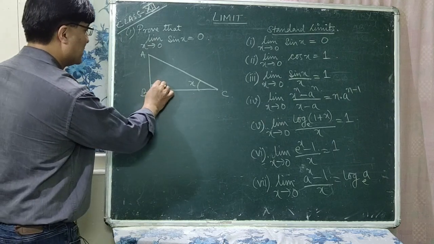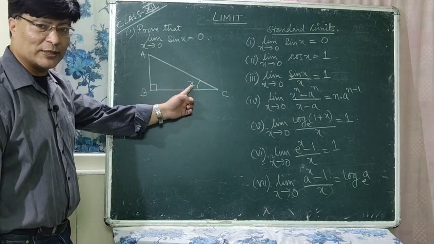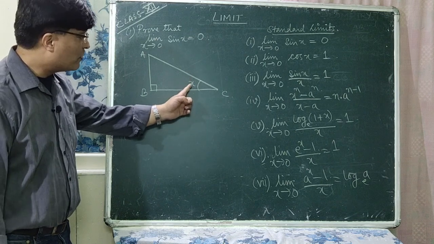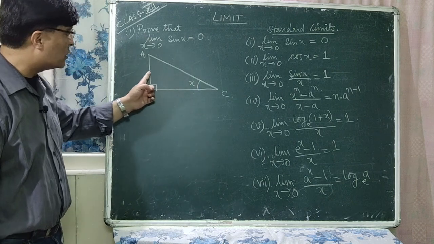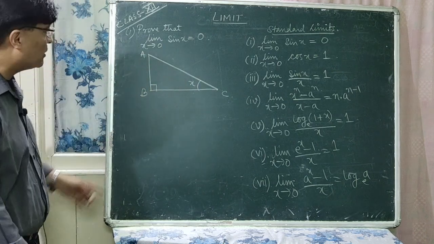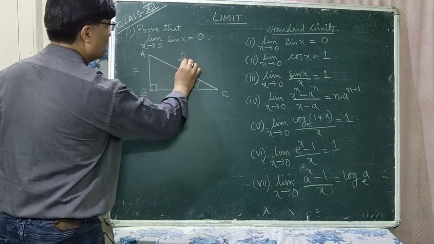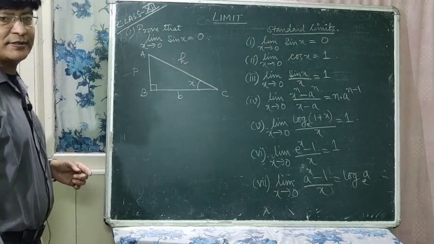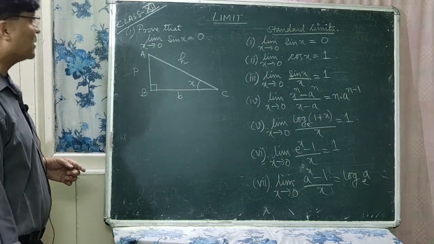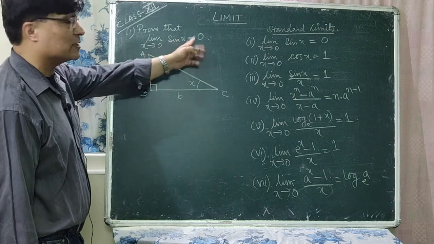So this is your 90 degree, you know that, isn't it? So now this is angle X, which is in terms of radian. If you consider this angle C as X, the side opposite to this angle, AB, will be the perpendicular. The longest side will be the hypotenuse, and this BC will be the base. Is that clear? So now you have to prove that limit x tends to 0 sine x is equal to 0.